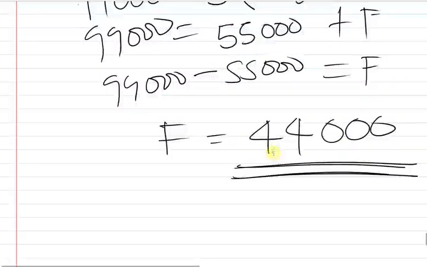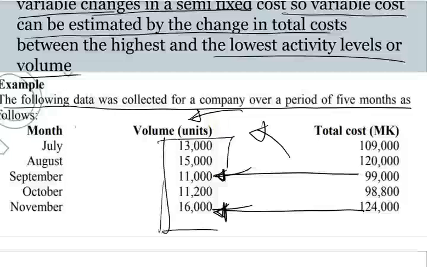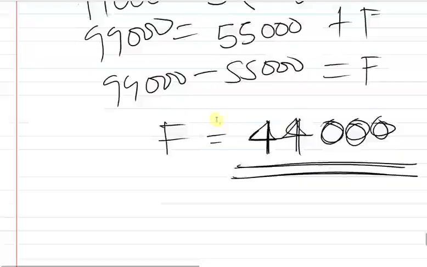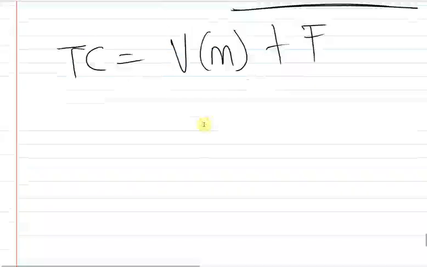So they might ask you a question that is not asked there, but they might ask you to estimate something. For example, if they asked you how much cost will be consumed if they produced 14,000. So there's no 14,000 here. For you to estimate, you have to use the same formula. You are saying TC is equal to the variable cost per unit times number of units, which is M, plus fixed cost. So we have found that the fixed cost is 44,000. So we'll put 44,000 there.